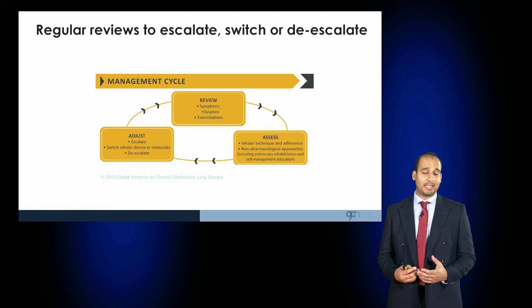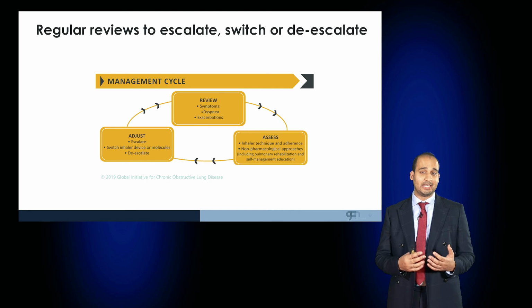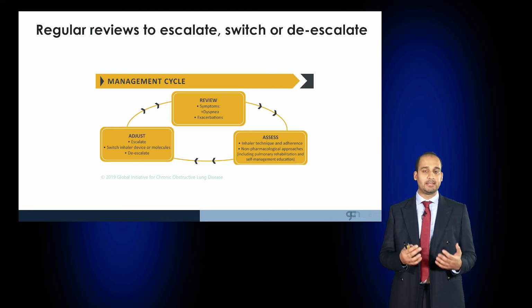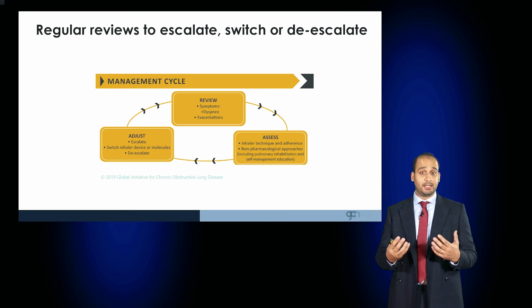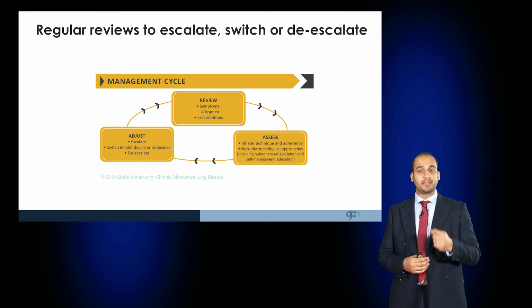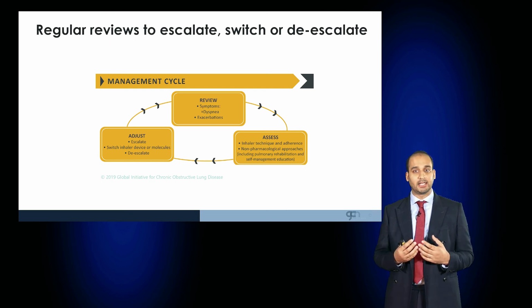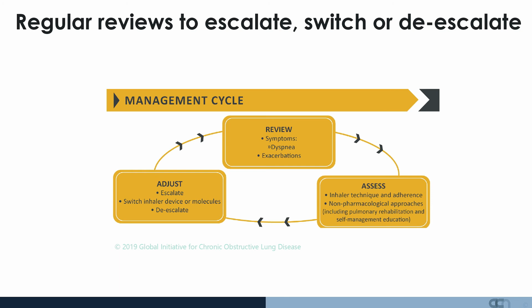GOLD guidance advocates regular reviews to either escalate, switch, or de-escalate therapy. Patients should be reviewed for their symptoms, for their degree of dyspnea, the frequency of exacerbations. They should be assessed in terms of their inhaler techniques and their adherence, as well as any non-pharmacological approaches such as pulmonary rehabilitation, and whether the educational approach is also facilitating them. By taking these into account, the patient's therapy should be adjusted, either escalated, switched, or if the patient's making improvements, de-escalated.